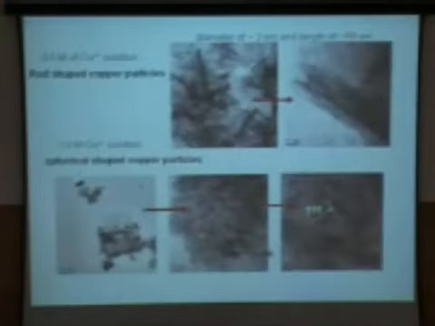Okay. Then if you change the chemistry, you can get these kind of wires of copper, and they are very thin wires, around 2 nanometers in thickness, but long wires, and you can control the length of the wire as well. If you change the concentration, you can also get spherical particles.